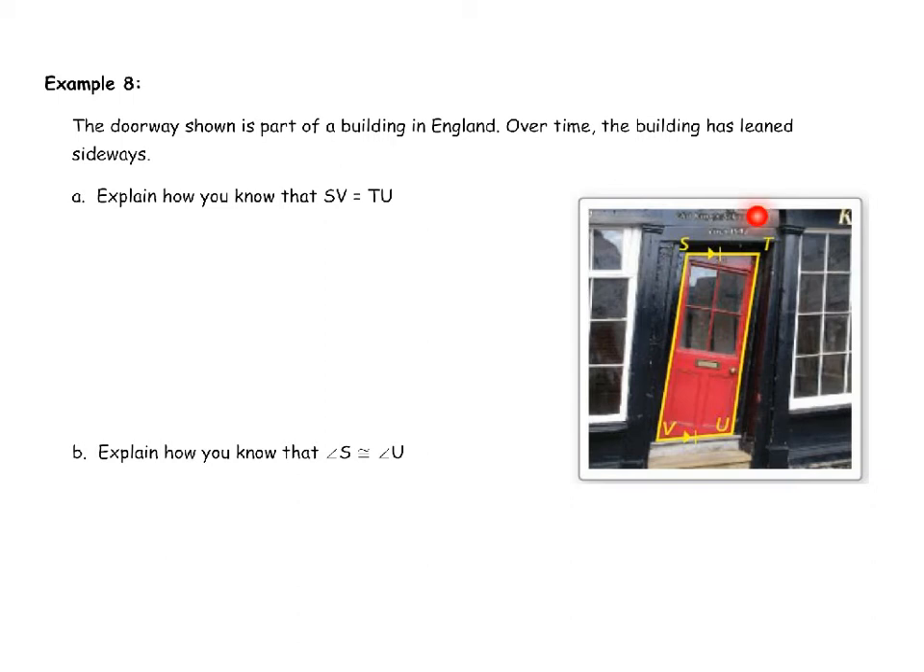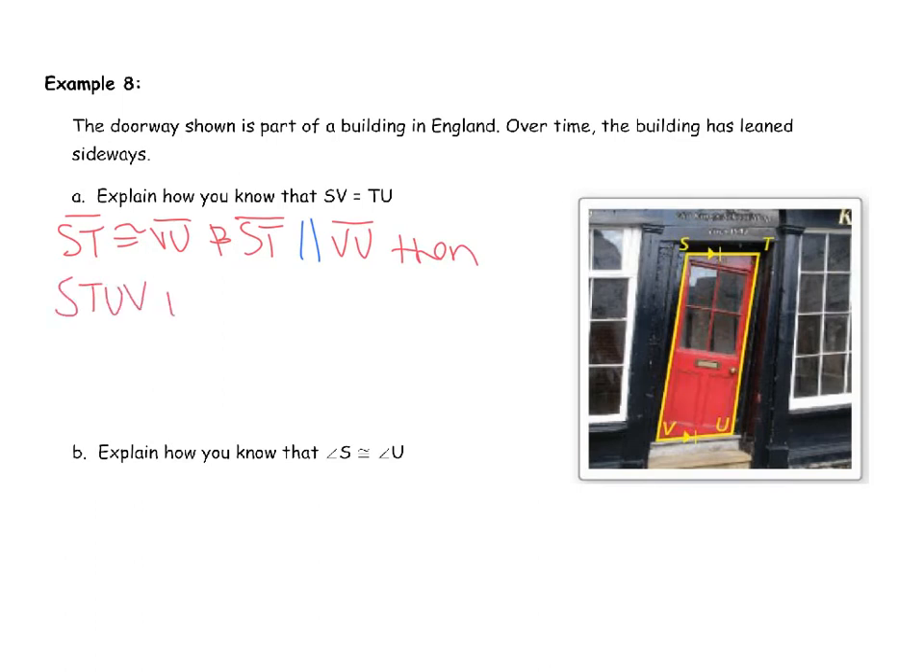So notice what we have here is we do have markings on ST and VU. And I see that they're marked as parallel and marked as congruent. So if ST is congruent to VU and ST is parallel to VU, then we can establish that STUV is a parallelogram.